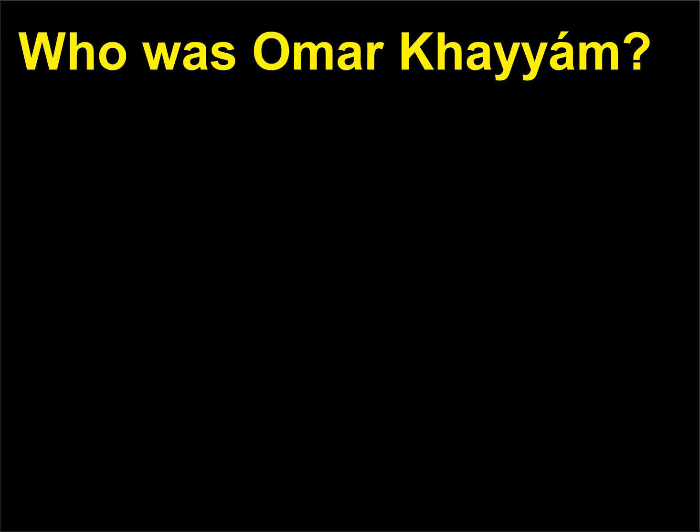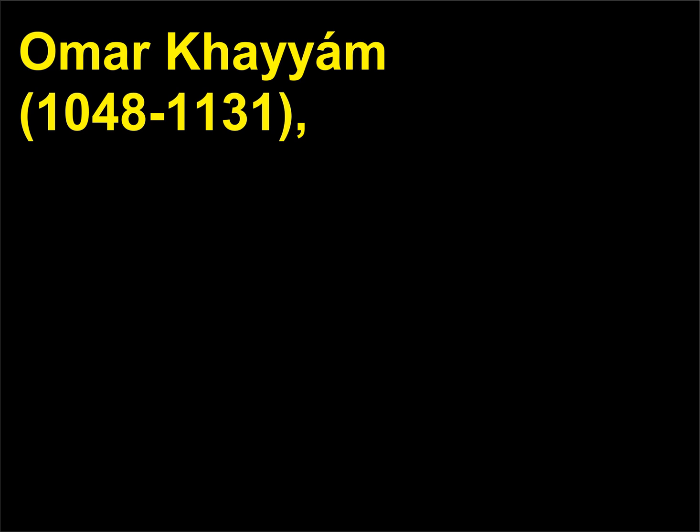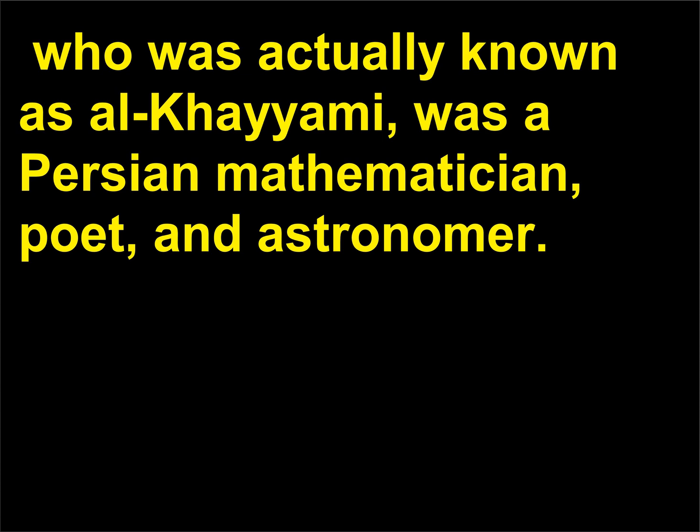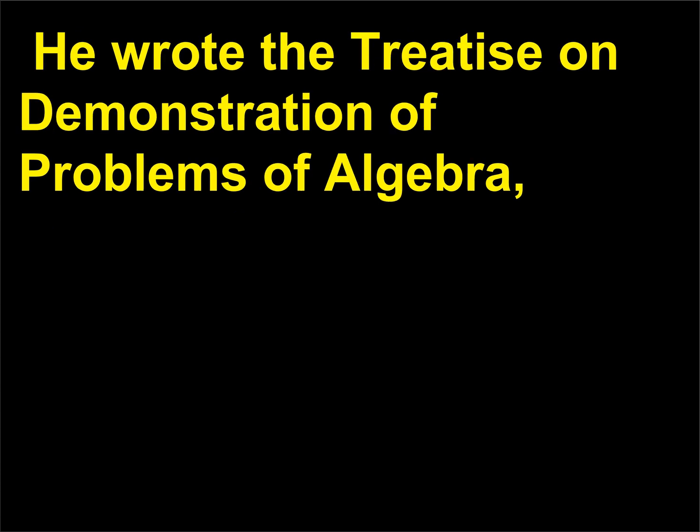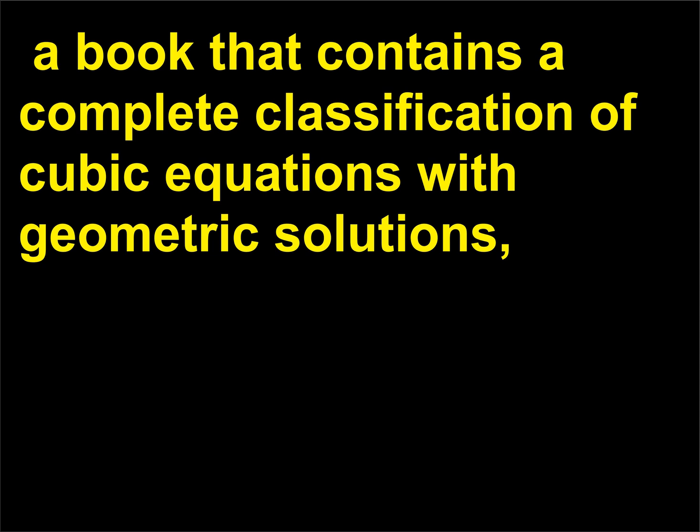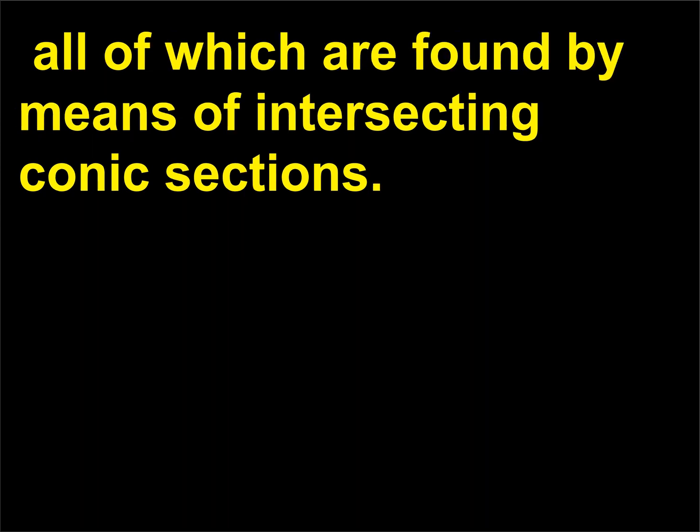Who was Omar Khayyam? Omar Khayyam, 1048 to 1131, who was actually known as Al-Khayyami, was a Persian mathematician, poet, and astronomer. He wrote the Treatise on Demonstration of Problems of Algebra, a book that contains a complete classification of cubic equations with geometric solutions, all of which are found by means of intersecting conic sections.